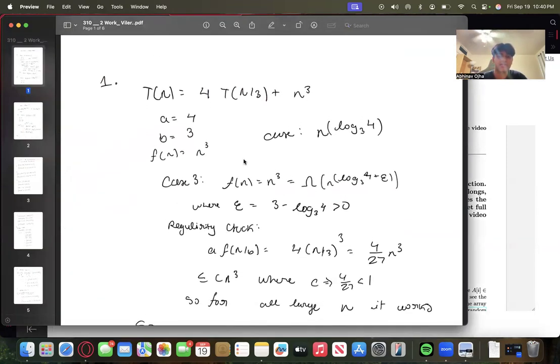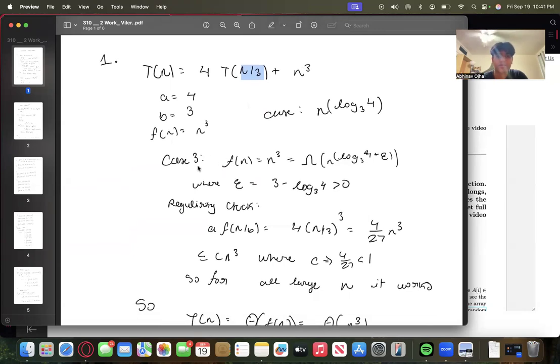The first one is 4 T of n divided by 3 plus n cubed. So looking at this, a is the one before the recursion function, b is inside the recursion function itself that's manipulating n, and the plus n cubed is the f of n.